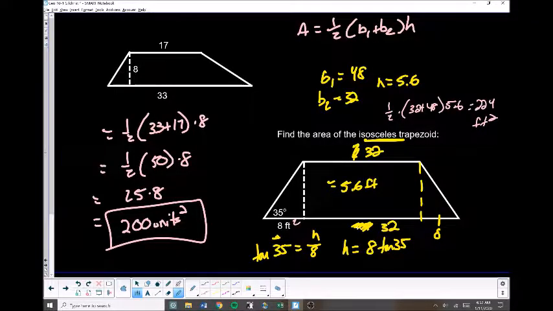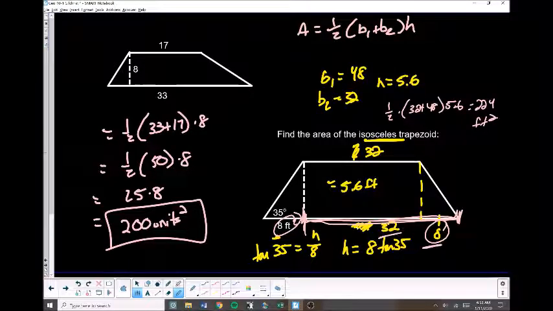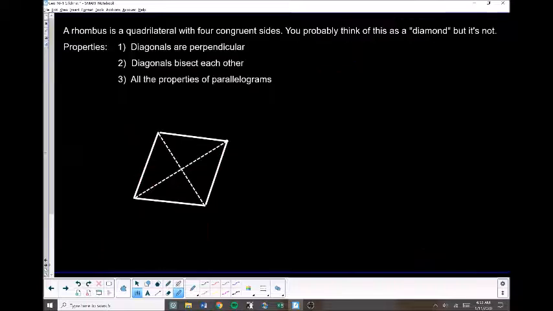If what I just did seems confusing, maybe pause and watch it again. But I found that since this was 8, this was 8, this whole thing right here, this part right here, was 40. So if this was 8, this must be 32. We have 2 more shapes to discuss.